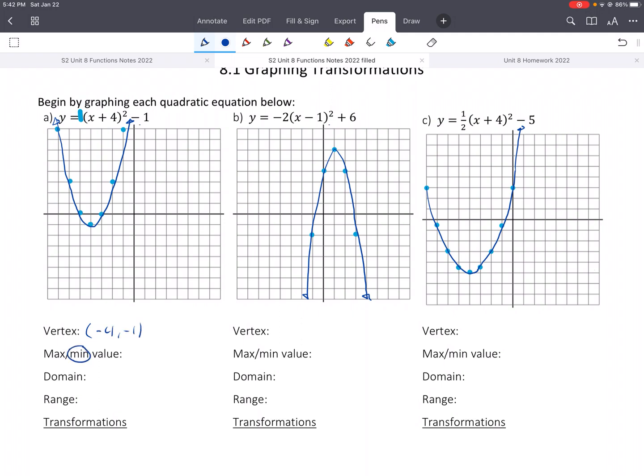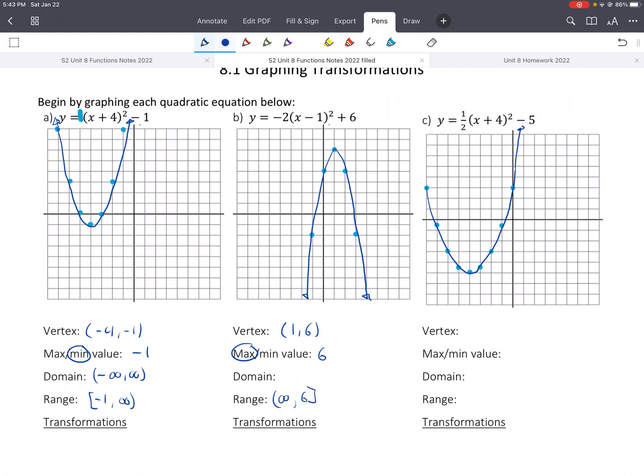It's the lowest value. The value here would be -1. Domain would be -infinity to infinity. And the range, like how low and how high, goes from -1 to infinity. Okay, we use a bracket because we include it. So for this example, we said our vertex was 1, 6. Here we have a maximum value of 6. Domain is the same, and range, how low to how high.